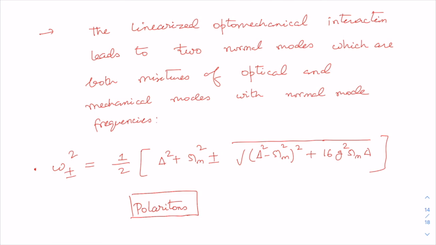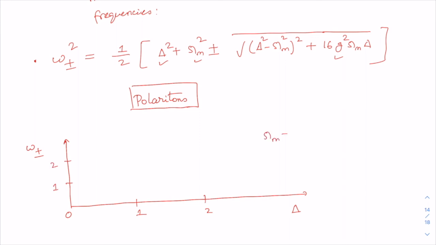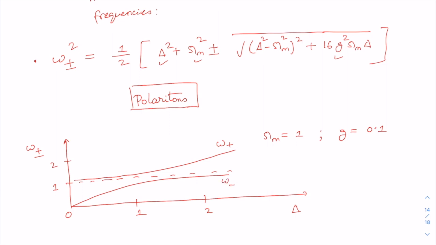We can plot the mode frequencies as a function of the detuning parameter delta for some fixed mechanical frequency omega m and the linearized optomechanical coupling parameter z. For example, we can have a plot like this. If I plot delta on the x-axis and the mode frequencies omega plus minus on the y-axis, then I will have a typical plot for, say, omega m equal to 1, it may be 1 megahertz, and z as 0.1. Here the upper branch is referred to as omega plus and the lower one corresponds to omega minus.